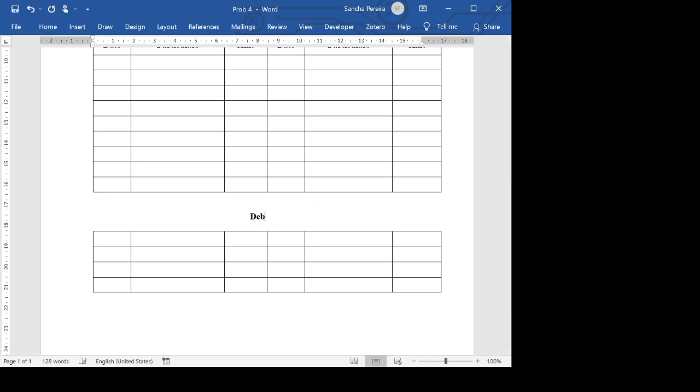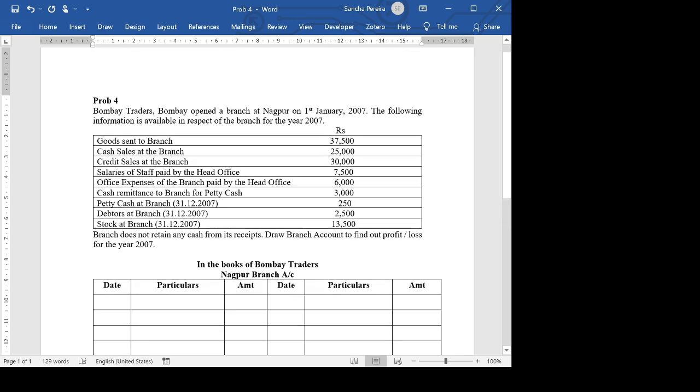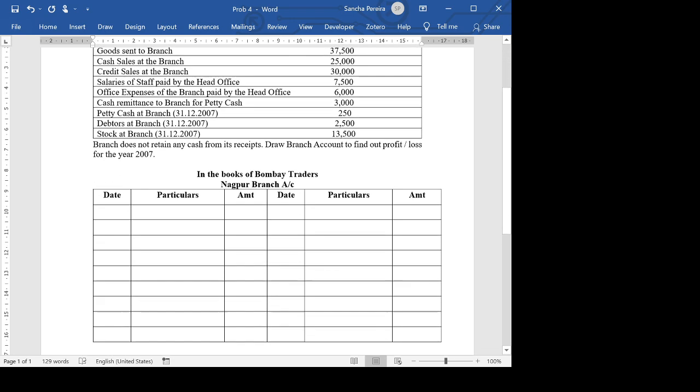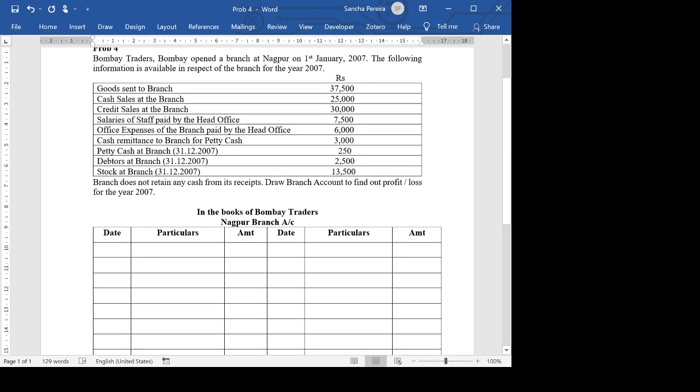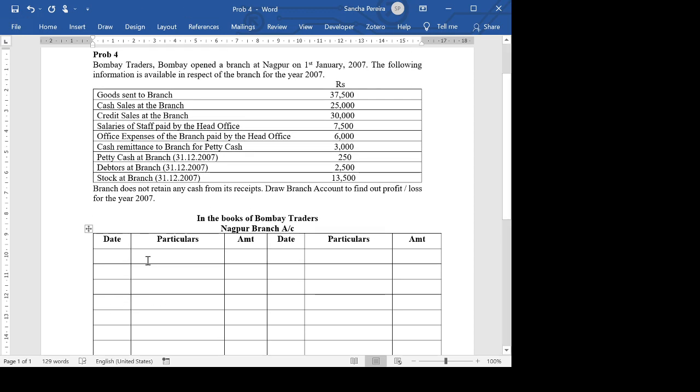So we have the debtors account. That's just like we don't have to put that date particulars. You can just prepare that account. Now we'll see first what we have. Now there are no opening balances, just the transactions and the closing balances, because it's a new branch.